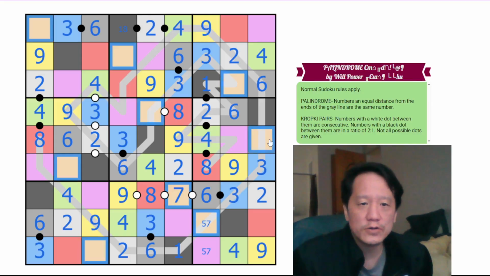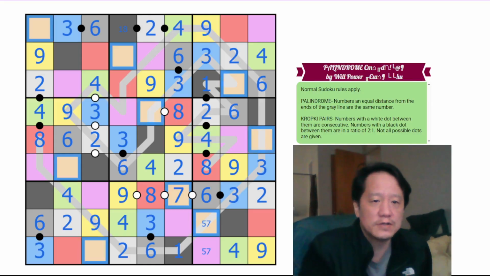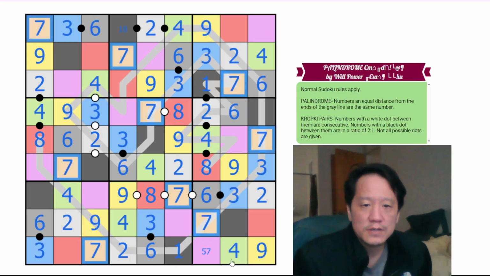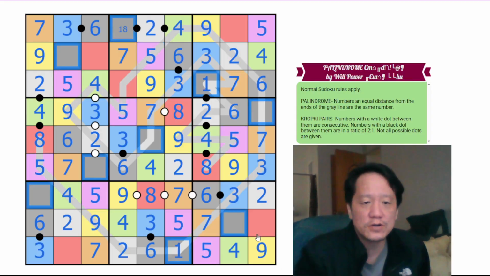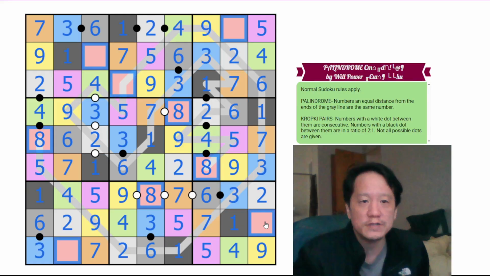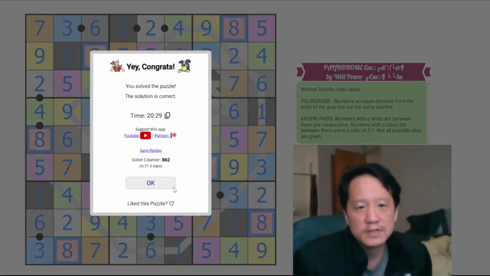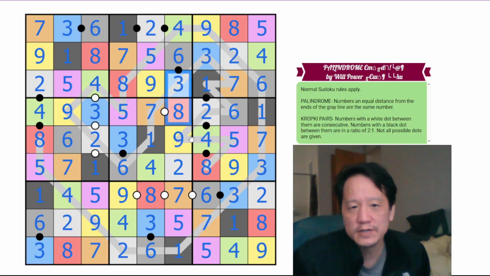So again, all the oranges are 7. All then the pinks must be 5. All the darks are 1, and all the reds are 8. And that's how you solve it.